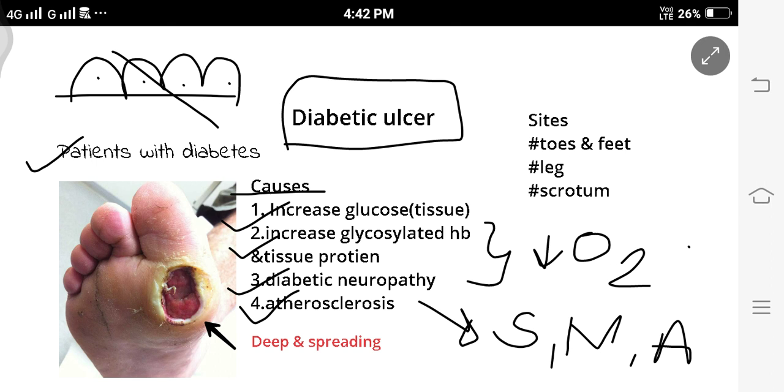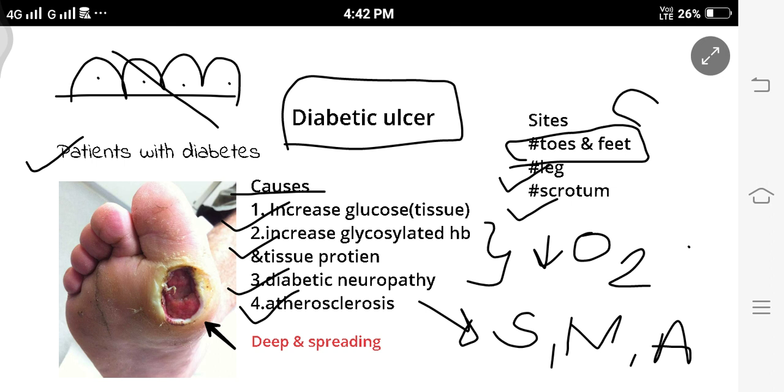Now, diabetic ulcer occurs due to the clawing of the toes, loss of function of the foot arch, and decreased body immunity. Now what is the main site? The main sites of the diabetic ulcer are the toes and the feet. Other sites we can say are the leg and the scrotum, but remember the most common sites are the toes and the feet.